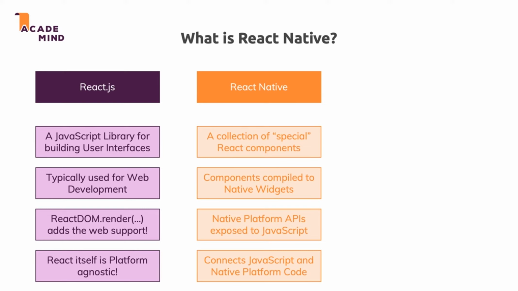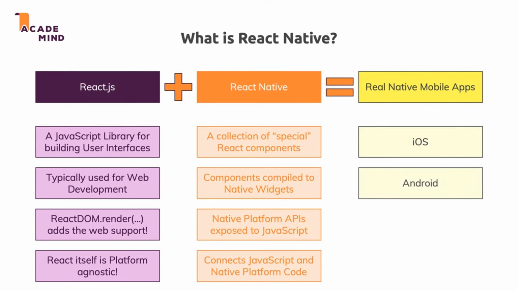So if you then combine React Native and the features it gives you with React.js, which knows how to update a user interface and how to control a user interface, then you get everything you need to compile a real native mobile app. And that's also what React Native gives you. It gives you everything you need to then take your JavaScript code and compile that to a real native mobile app, which you can then ship to the App Store for iOS or to the Google Play Store for Android. So you get a real native mobile app as a result in the end.